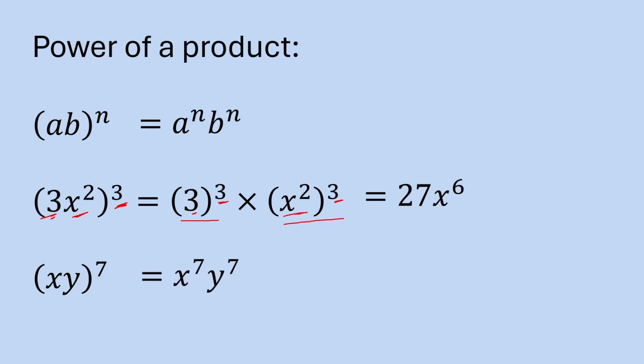Next example: xy in the bracket raised to 7. Answer is x to the power of 7 multiplied by y to the power of 7.